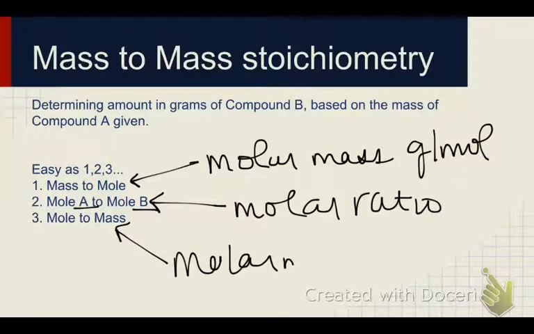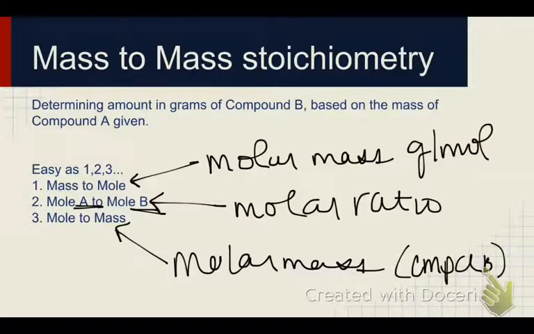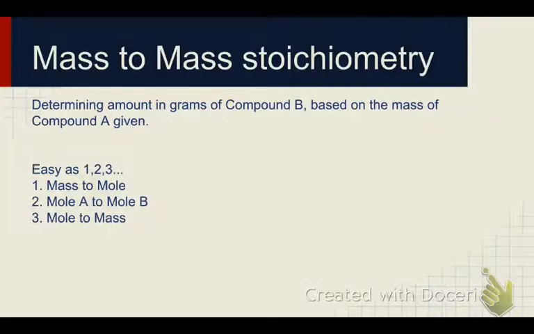Now remember, when you switch from compound A to compound B, we now leave compound A behind, so the molar mass is of compound B, not of compound A anymore. So just remember these easy steps: 1, 2, and 3. Anytime I say how much of compound B is produced, these are the steps that are involved. All right, so let's do a problem.